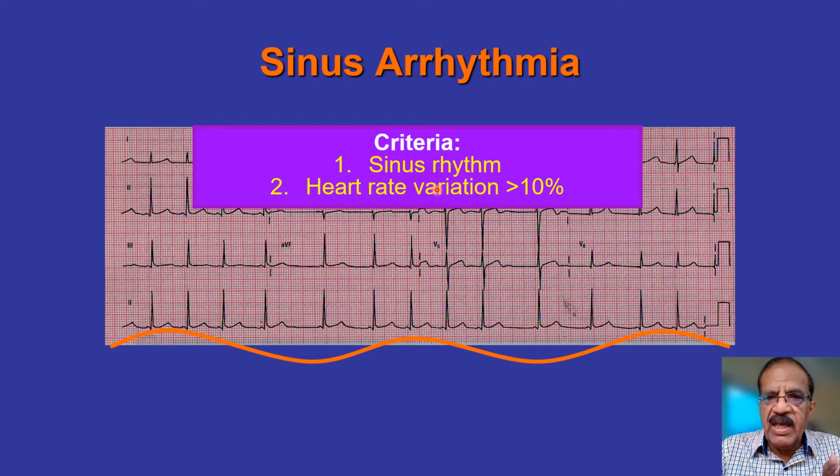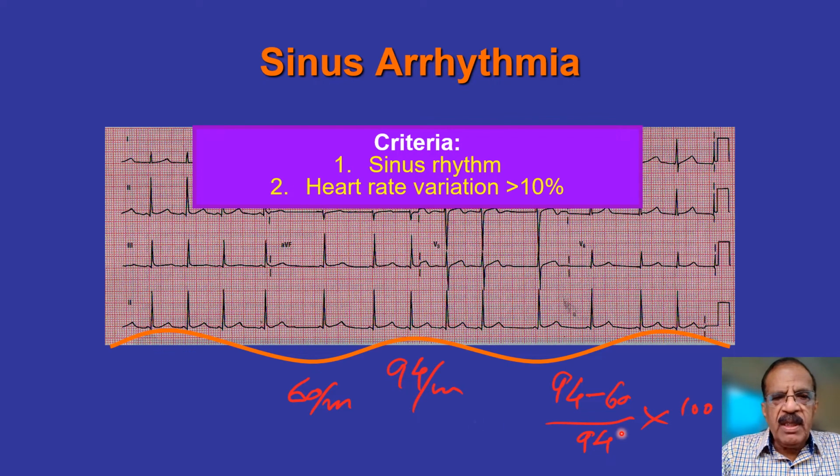So this is the sinus rhythm. Sinus rhythm, because we have nice P waves, we have nice QRS complexes. There is one-to-one faithful relationship between P and QRS. So it is sinus rhythm. QRSs are also not broad. And the second thing is heart rate variation, sinus rate variation more than 10%. So let's see if we can demonstrate that.